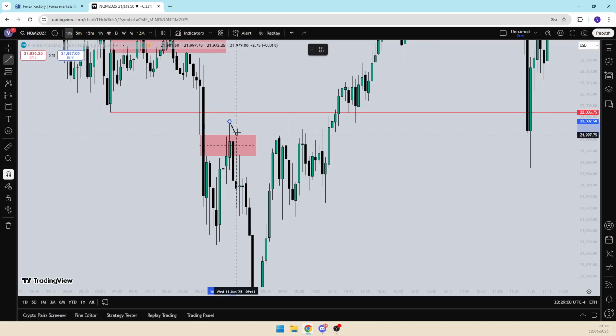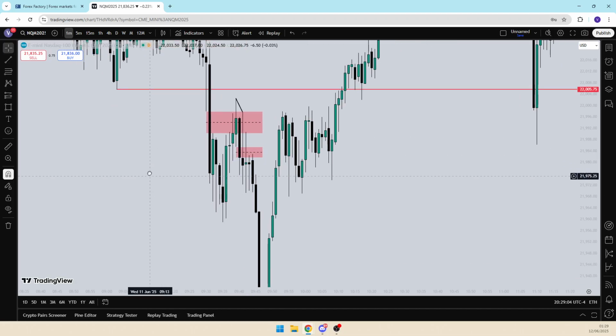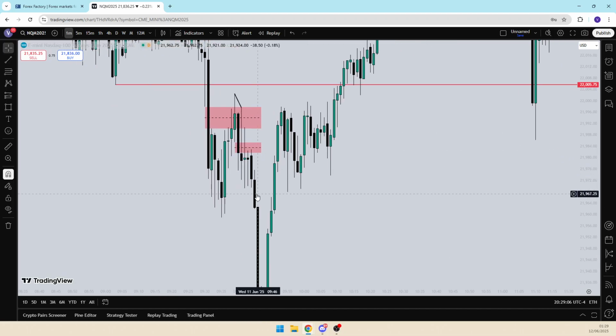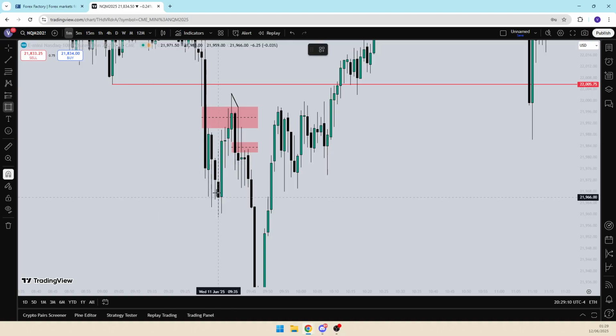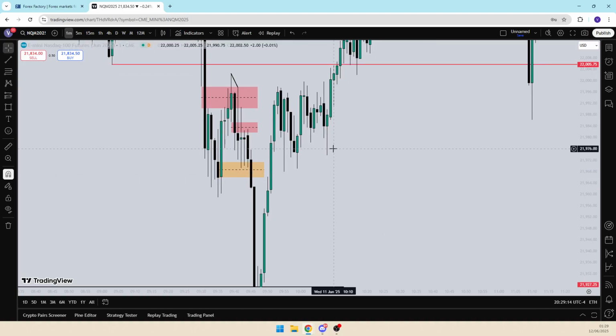Price made an SMT with this high and respected this CB. So you can anticipate 946 shorts if this bullish PD array does not hold. You want to see, guys, right now it's going to be either the CB or any other bullish PD array.